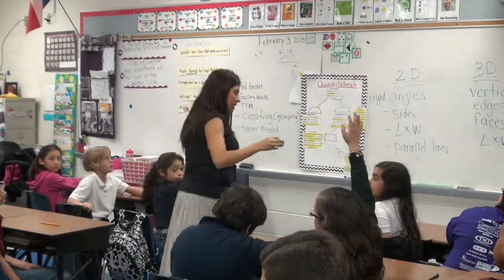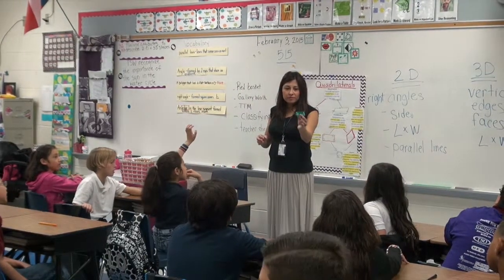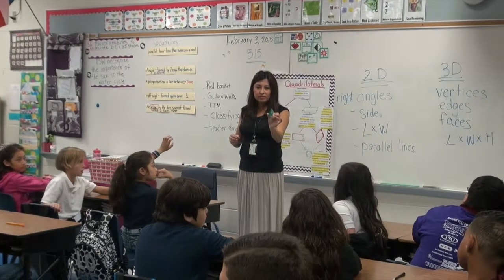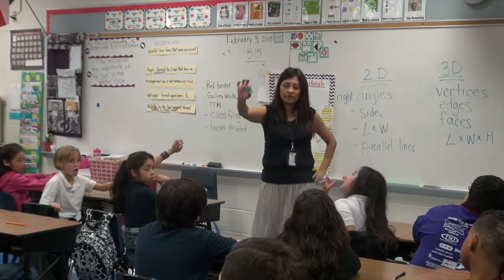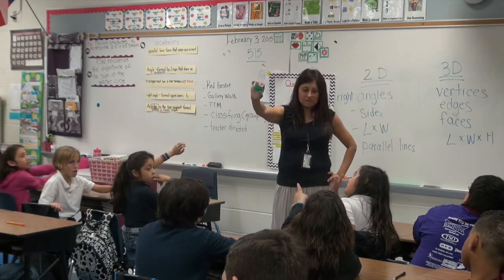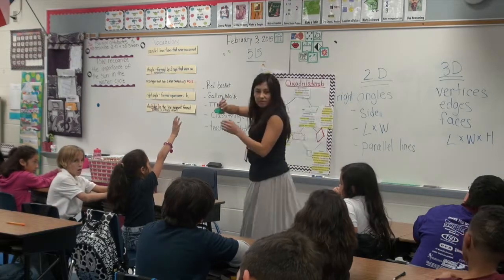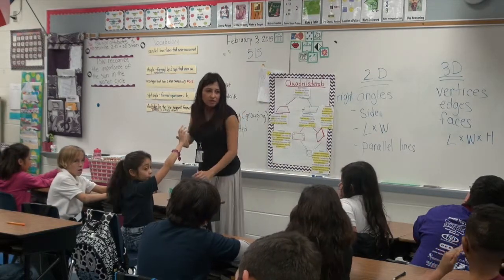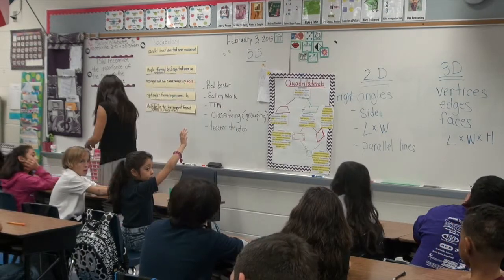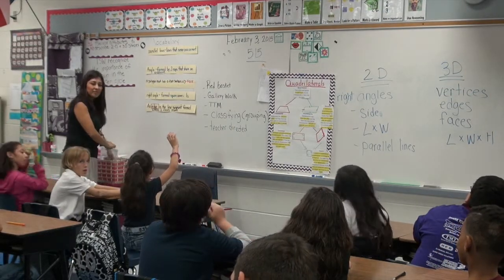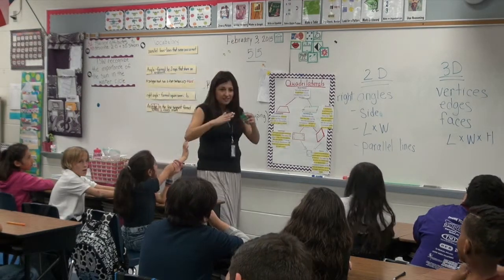Very good. Mia? For the triangular prism, on the side of the triangular prism, it doesn't have a rectangle like that side does. Very good. You're right. Abdul? Because a pyramid actually goes all the way to the top from the edges, but that just goes, it's not as high.